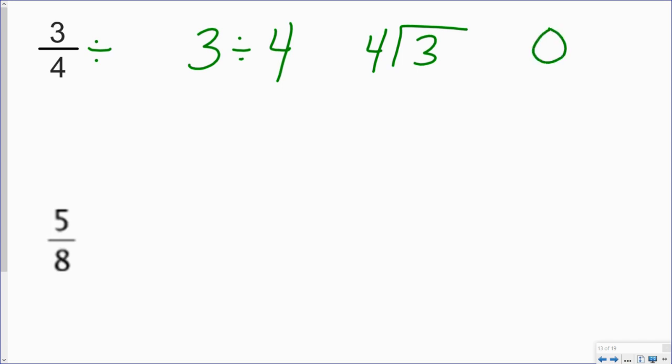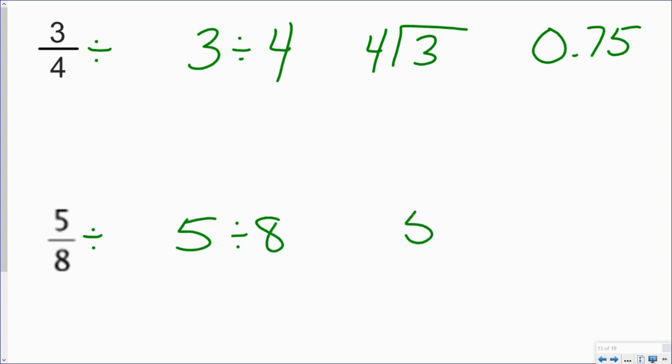So here I have 3/4. That is 3 divided by 4, or I could set it up as 3 divided by 4. And when I do all of that, I get my answer of 75 hundredths.